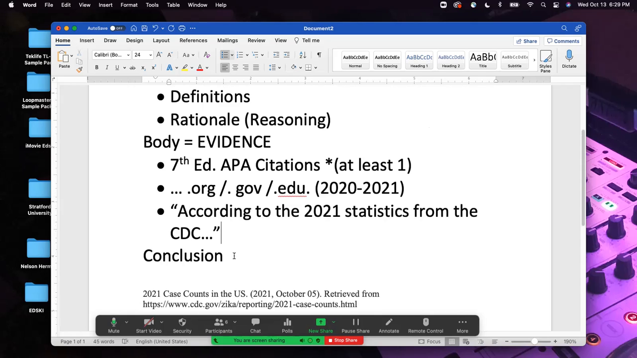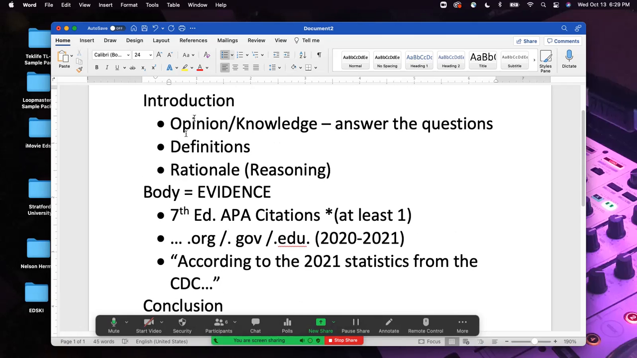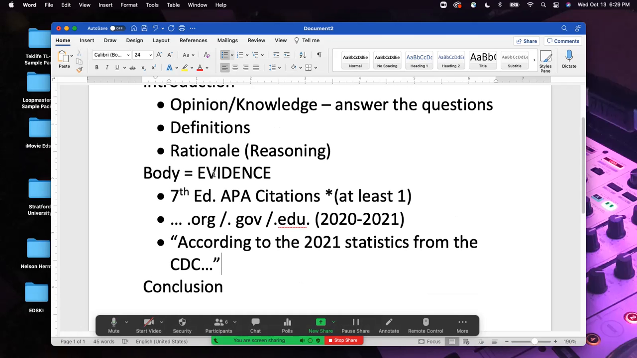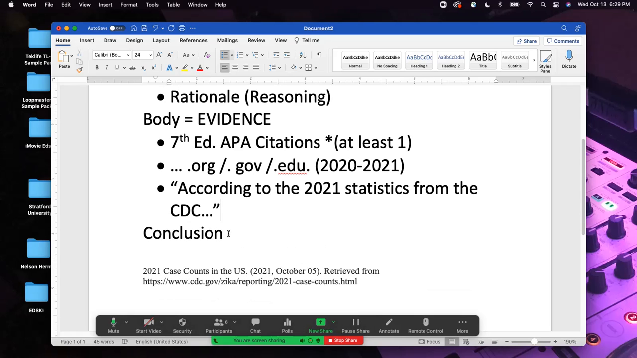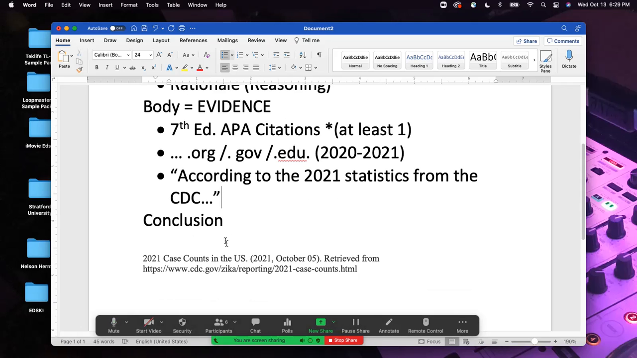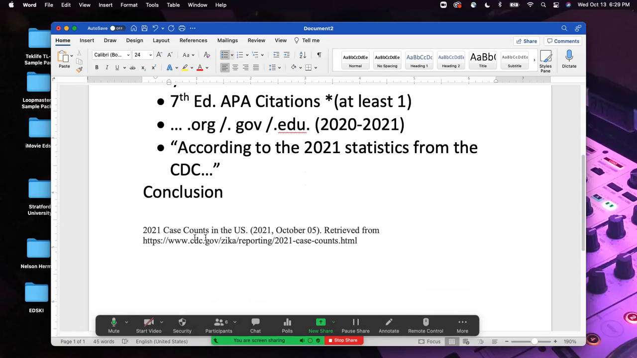So those are the three parts. Your introduction, which has typically these things. Your body, which gives the evidence to what you're saying in your definitions. And last but not least, your conclusion, stating that, hey, this is what I found, and this is what I have. And then right at the very end, you copy and paste your actual 7th edition APA formatted citation. And it tells me everything.